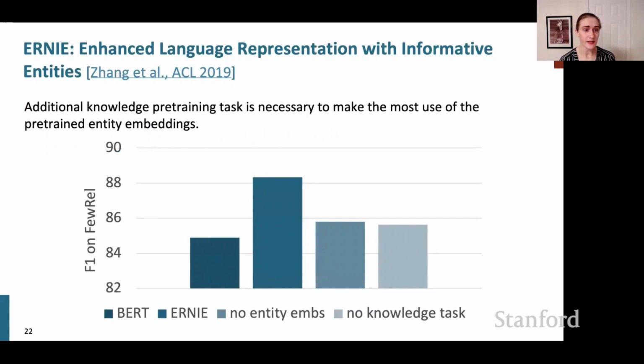So they showed with an ablation experiment that it's actually very important to have this knowledge pre-training task. So this has BERT on the leftmost bar, ERNIE as the second bar from the left, and so that's with all the features of ERNIE. And then they try removing the pre-trained entity embeddings and removing this knowledge pre-training task. So you see that BERT performs the worst. This isn't very surprising, and that ERNIE performs the best. But what's interesting is that if you remove the entity embeddings or you remove the pre-training task, they only do a little better than BERT. And so it's really necessary to actually use this pre-training task to get the most use of your pre-trained entity embeddings.